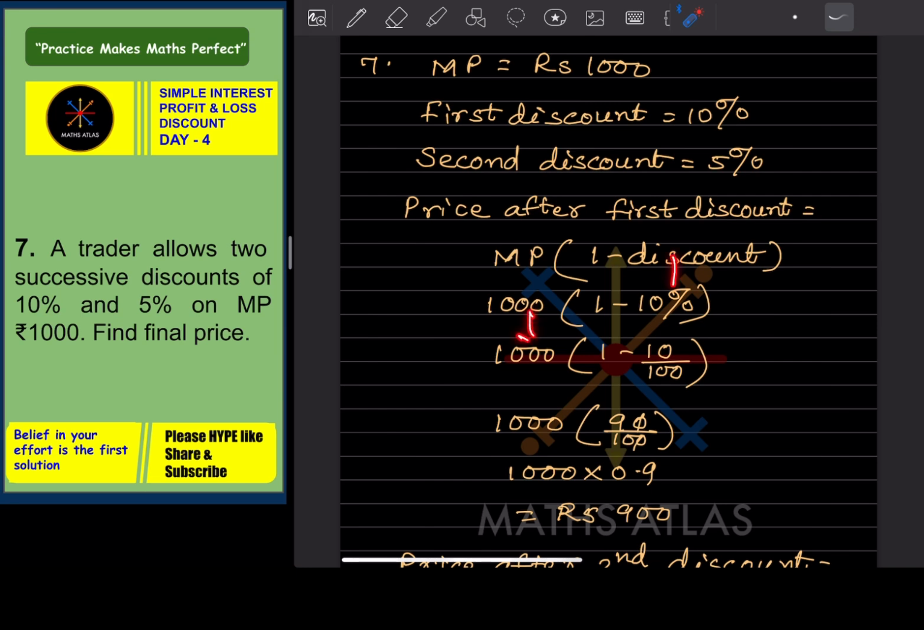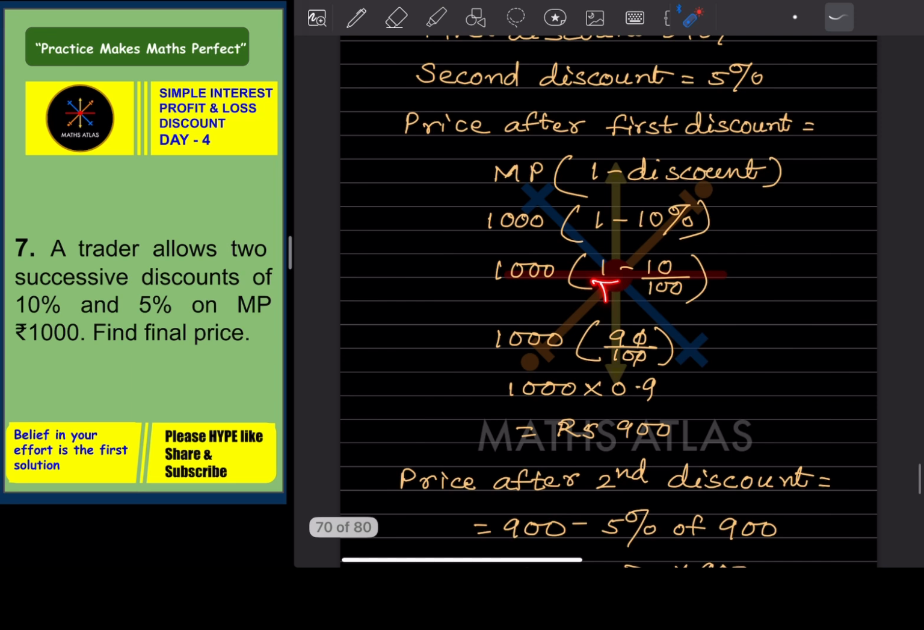So 1000 into 1 minus 10 percent, meaning 10 divided by 100. After simplifying this one, we get 90 by 100. So this and this gets cut. Again, this also we can do both ways: we can cut together and then multiply, or we can do this separately. So that is rupees 900.